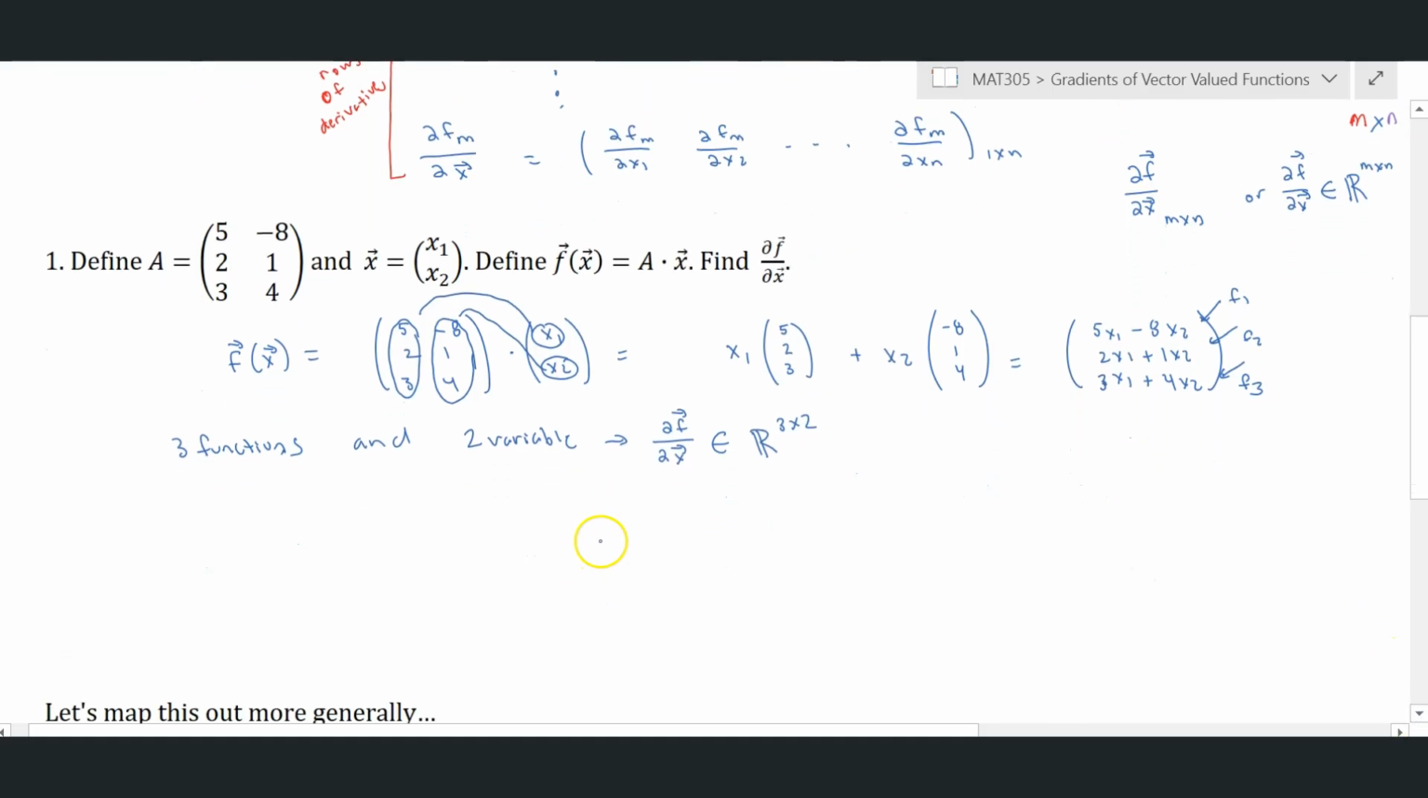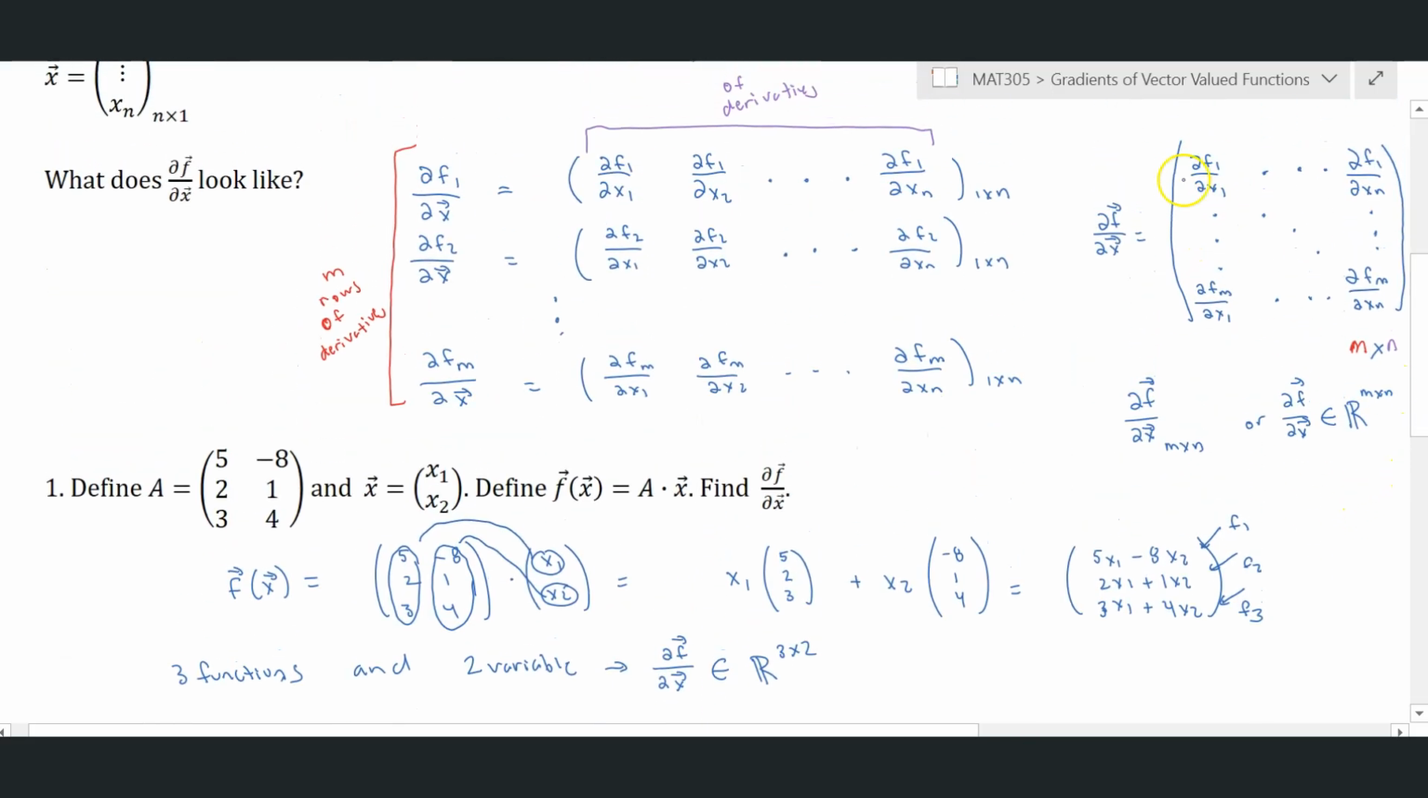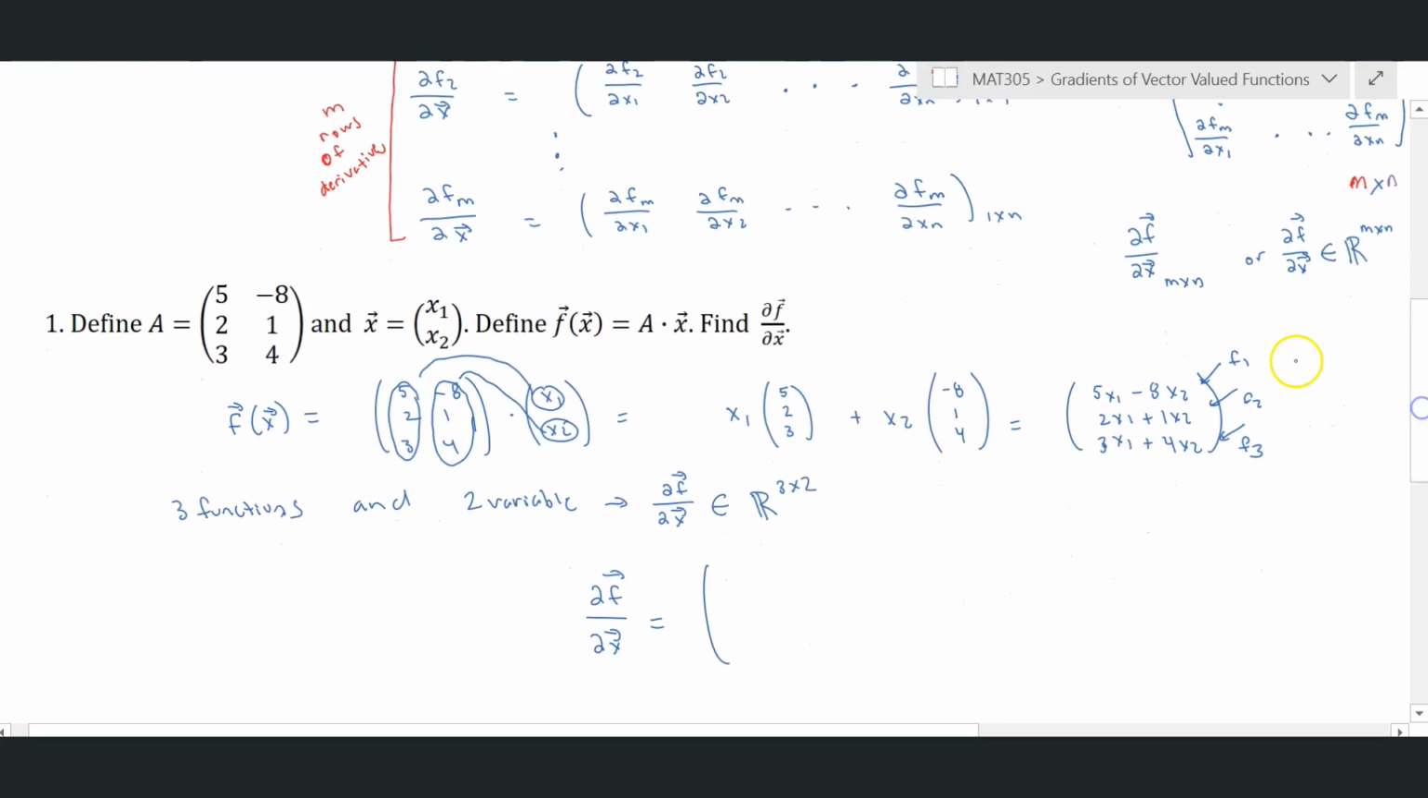So what do we know about the partial of f with respect to x? Well, what we know is that in the top left element, that's going to be the derivative of f1 with respect to x1. So here's f1. Take its derivative with respect to x1. Well, that means we're holding x2 constant, and the derivative of 5x1 is 5, and the derivative of negative 8x2 is 0 because we're holding x2 constant. So this is just going to be 5.